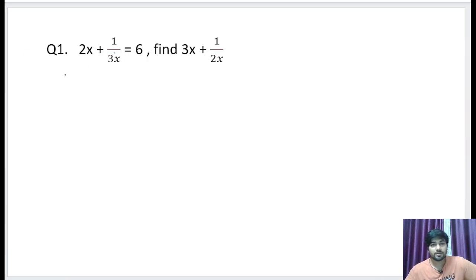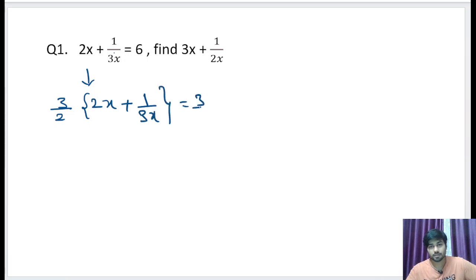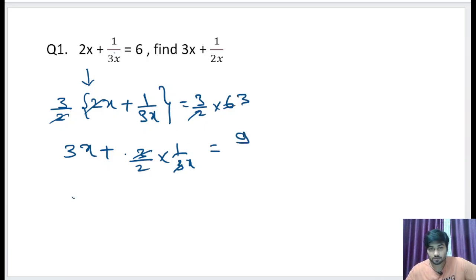If I multiply 3 by 2 on both sides of this equation, 3 by 2 into 2x plus 1 upon 3x is equal to 3 by 2 into 6. Now let me open the bracket. The first term will get cancelled out, so 3x plus, in the second case, 3 by 2 into 1 upon 3x. Here 3 will be cancelled out. On the right side, it will be cancelled out as 3, 9. Now what I have here is 3x plus 1 upon 2x is equal to 9.